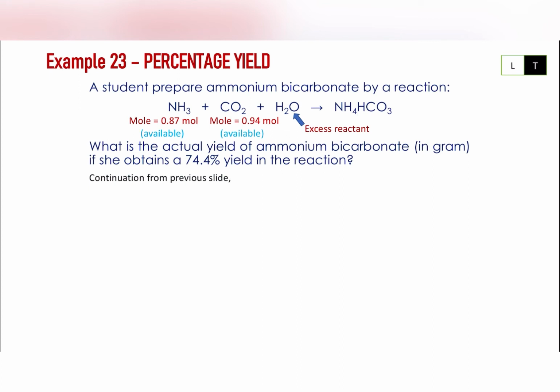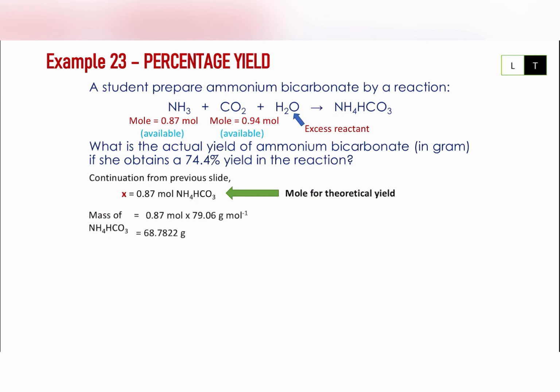Now, I'm going to continue with the previous part. You got the mole for my product, which is 0.87 mole. So this is mole for theoretical yield. So how do you want to find out the value for theoretical yield? You are going to determine based on mass of NH4HCO3. So I will have this value, 68.7822 gram. This is the theoretical yield.